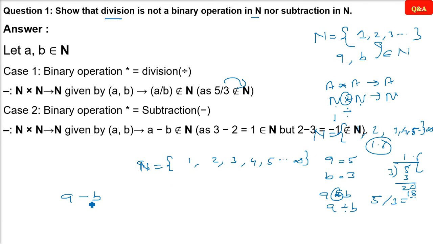A minus B. A I am taking as 3, B as 2. So 3 minus 2 is 1. It belongs to natural number. But let us reverse this. Let us take 3 and 5 again. 3 minus 5 is negative 2. Negative 2 does not belong to natural number.